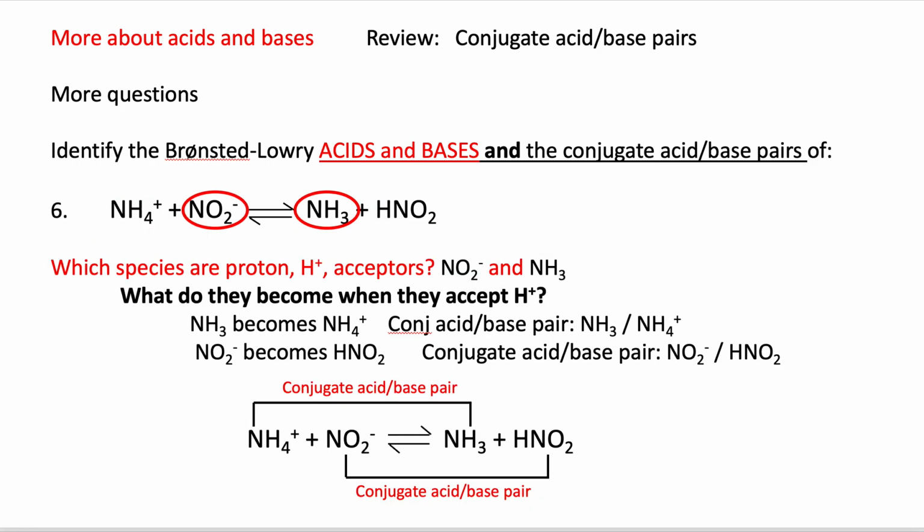And here we have the equation with the square brackets clearly showing the two conjugate acid-base pairs that are possible from this equation. So it's all about proton accepting and proton donating, and the difference between the conjugate acid-base pair is simply a proton.